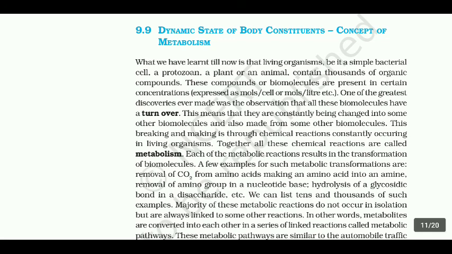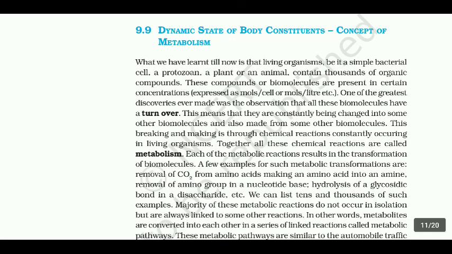Each of the metabolic reactions results in the transformation of biomolecules. A few examples of such metabolic transformations are removal of carbon dioxide from amino acids, making an amino acid into an amine, removal of an amino group from a nucleotide base, hydrolysis of a glycosidic bond in a disaccharide, etc.